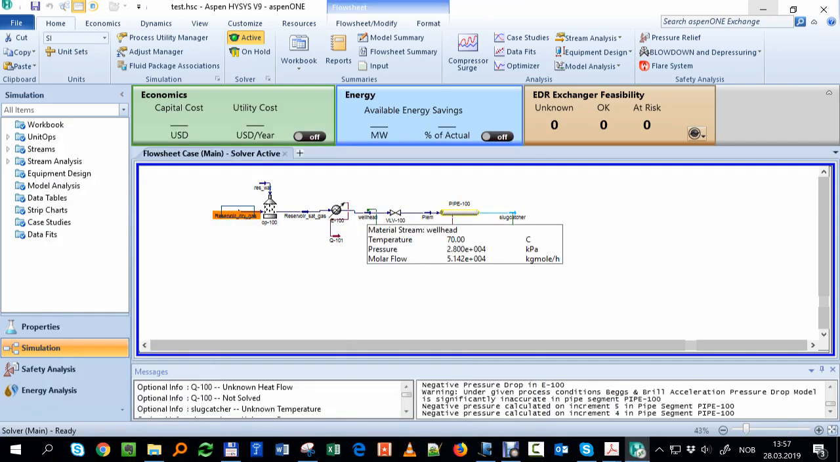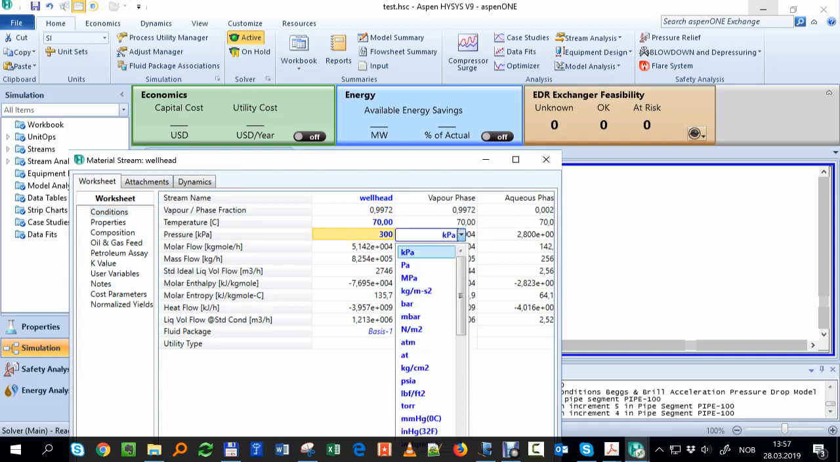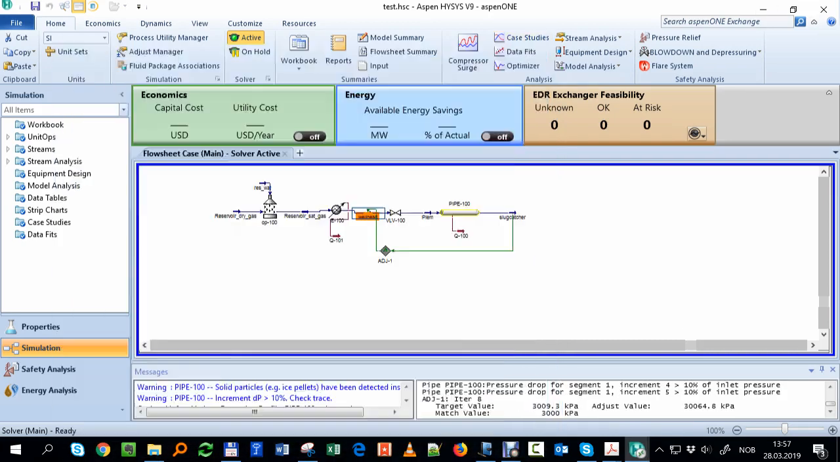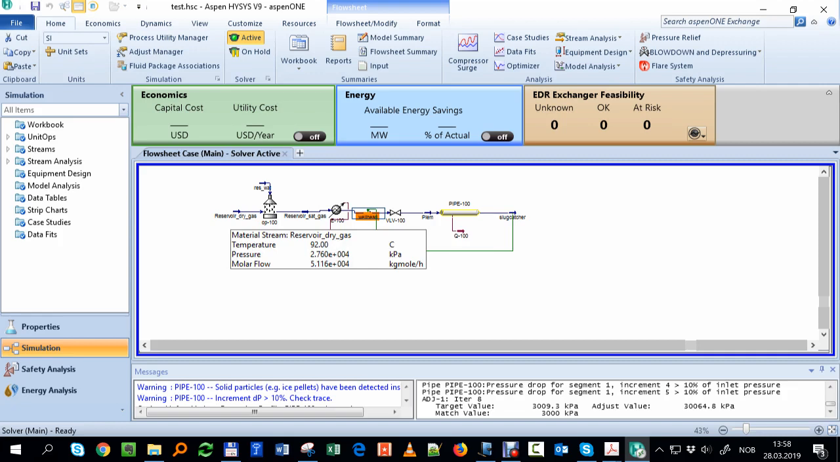Okay, and I think we have to increase that temperature, that pressure. Maybe 300 bar. Okay? By the way, that shouldn't happen. Here we're saying you need 300 bar to get across the pipe, which is actually higher than reservoir pressure. That shouldn't happen. If we are using consistent models, they should be the same.